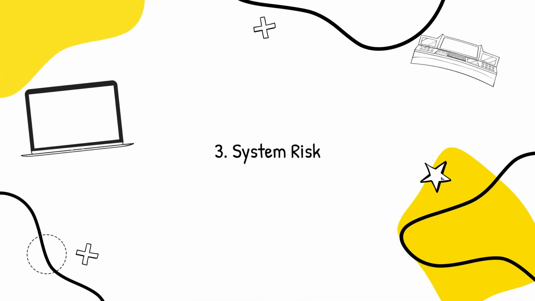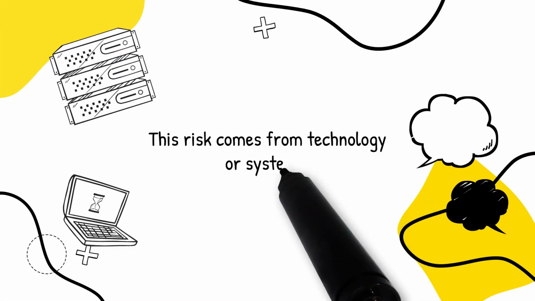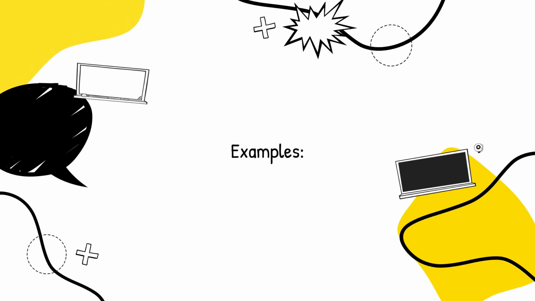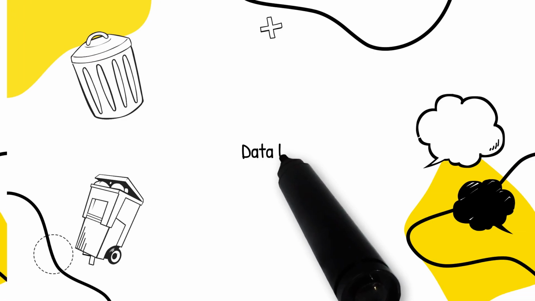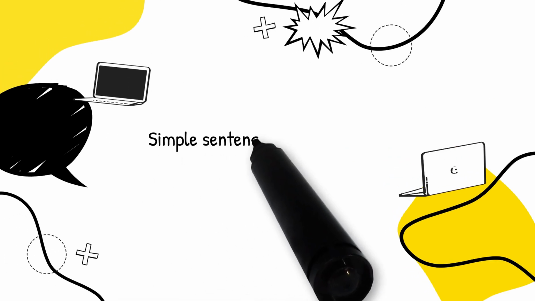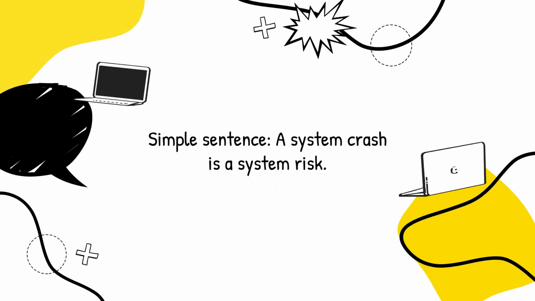3. System risk. This risk comes from technology or systems. Examples: software failure, server crash, data loss. Simple sentence: a system crash is a system risk.